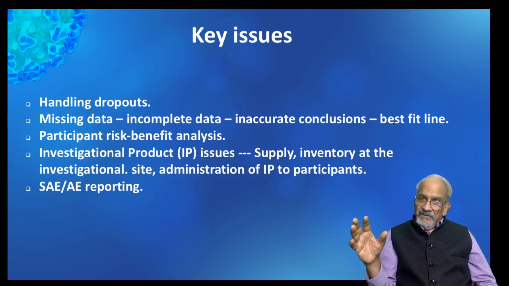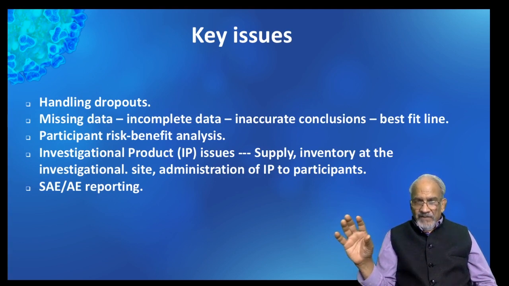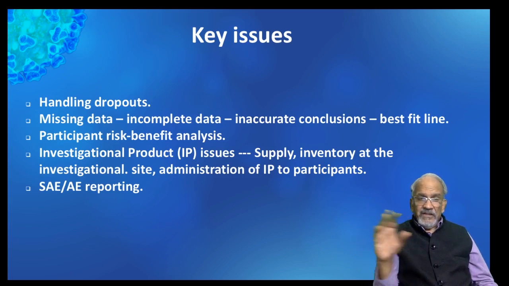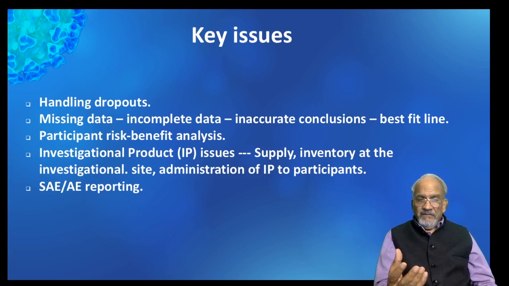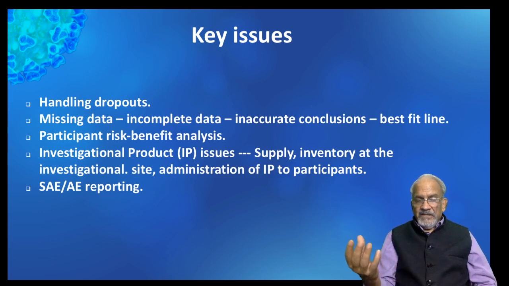So what you have to see, you have to devise a method for the best fit line, which should be accurate and more predictable. Participant risk-based analysis has to be done continuously. Investigational product issues: uninterrupted supply, inventory at the investigational site. You have to take the drug to the site, maybe different multi-centric sites, and administer the investigational product to the participant. How the nurse will go to the patient, how the attendant, caregiver will go to the patient. Many times they will also falter.